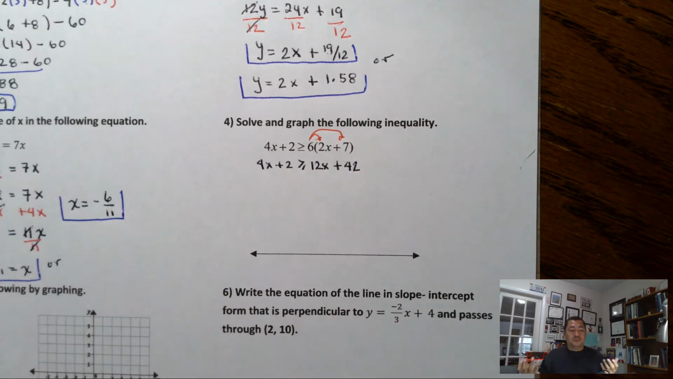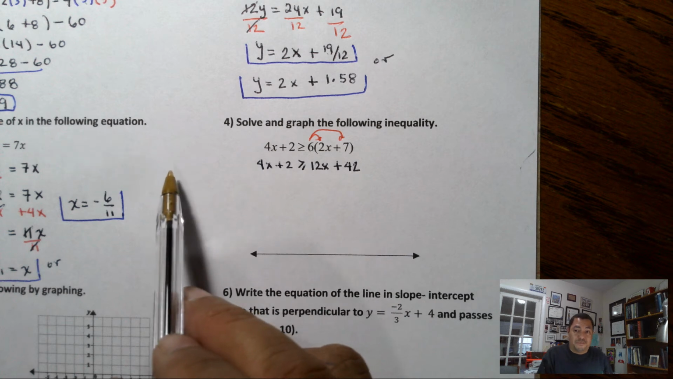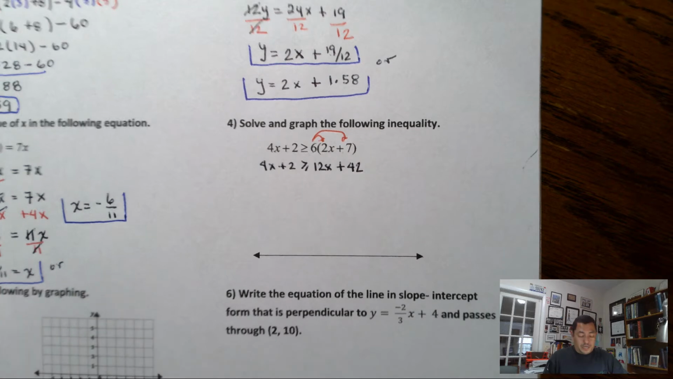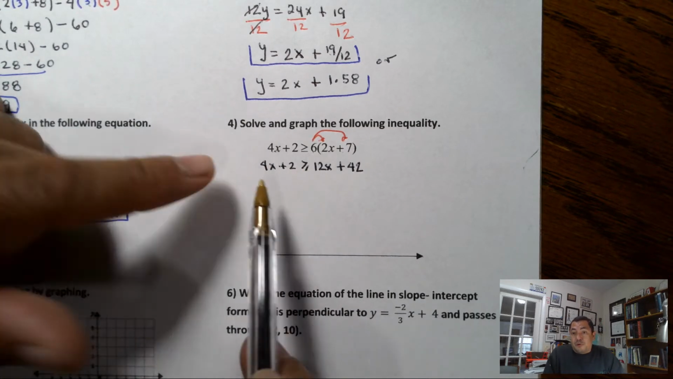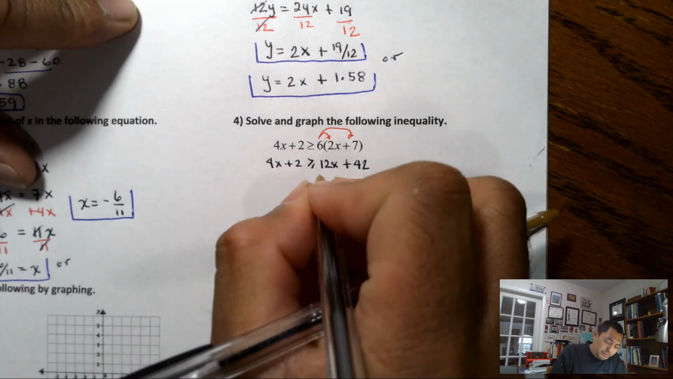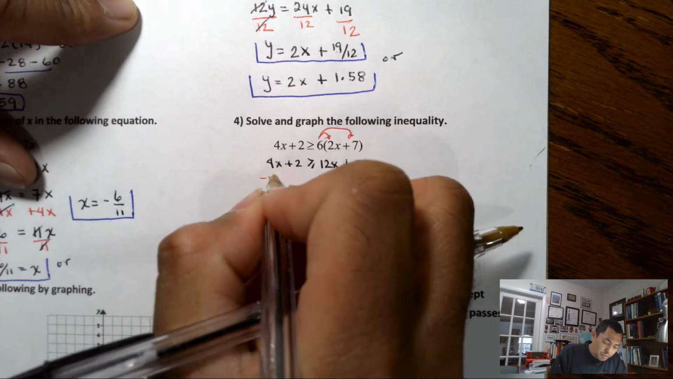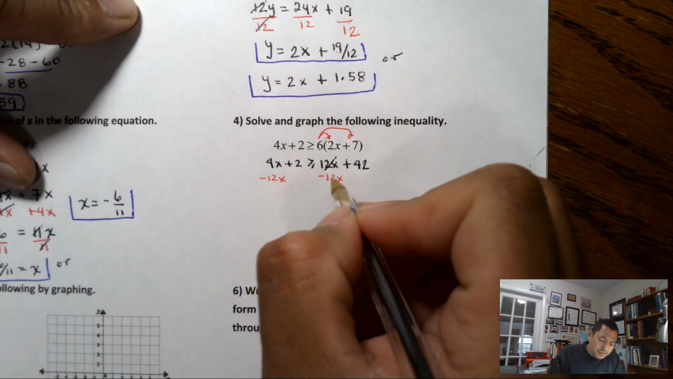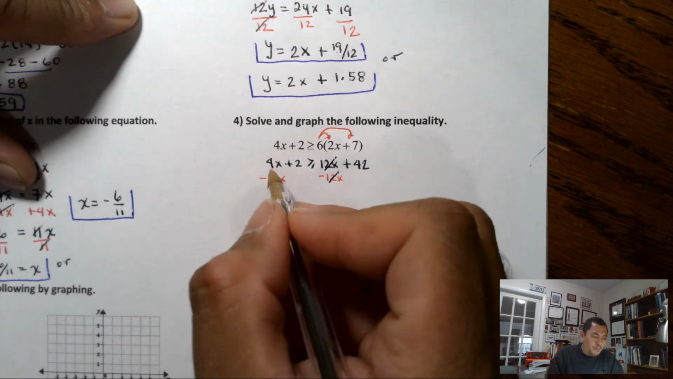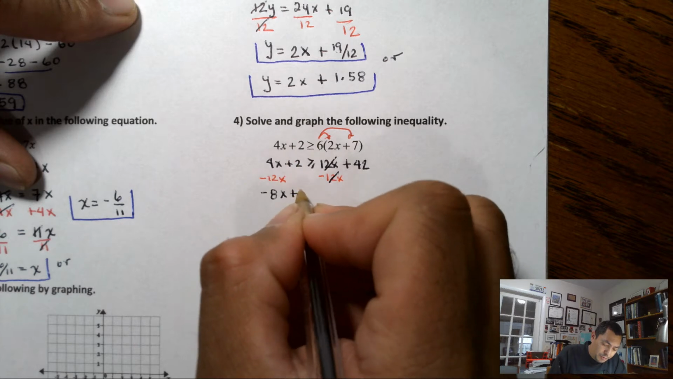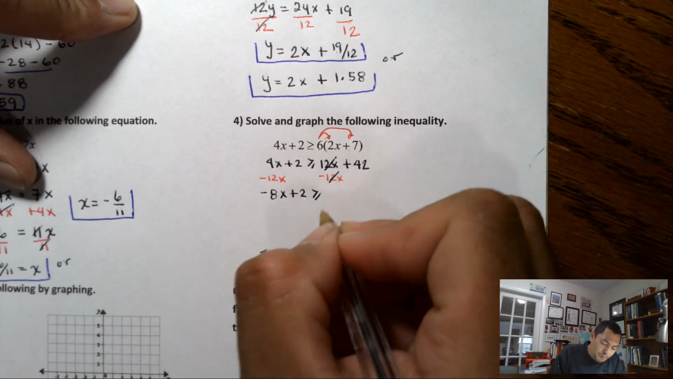Then we need to do something with the x's. So in this case, I'm going to move this 12x to the left, because, as I was mentioning, we move the x to the left. I'm going to do that step first. So I'm going to get rid of 12x with minus 12x. Remember that we use the opposite. Minus 12x gets rid of 12x on the right. Now I do 4 minus 12, which is negative 8x plus 2 greater than or equal to 42.